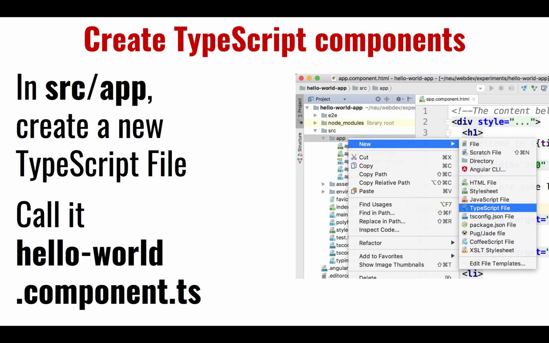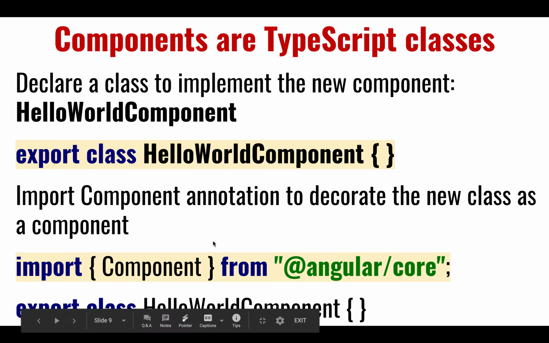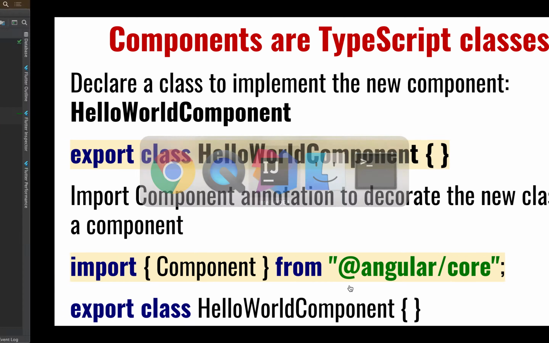So let's create our first component. You can certainly create your components from scratch. Basically, a component is just a class that you export, that has its own constructor, and then you annotate it using this @Component annotation, right? And we've seen an example of that already.